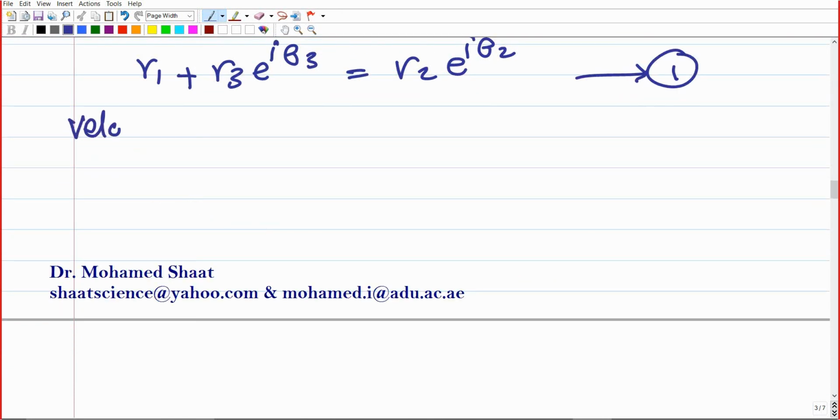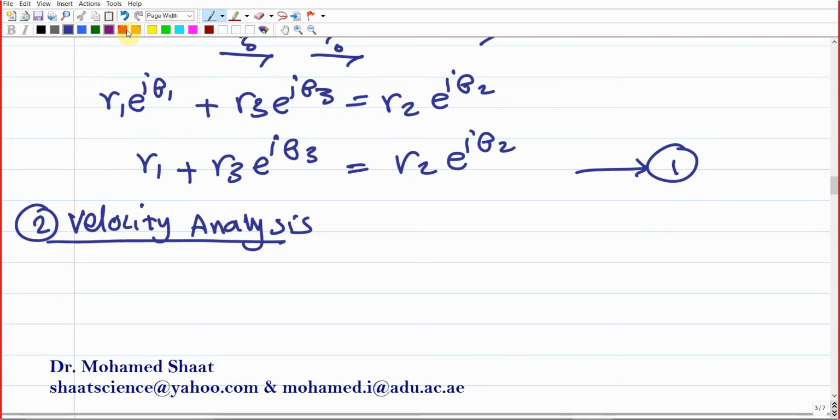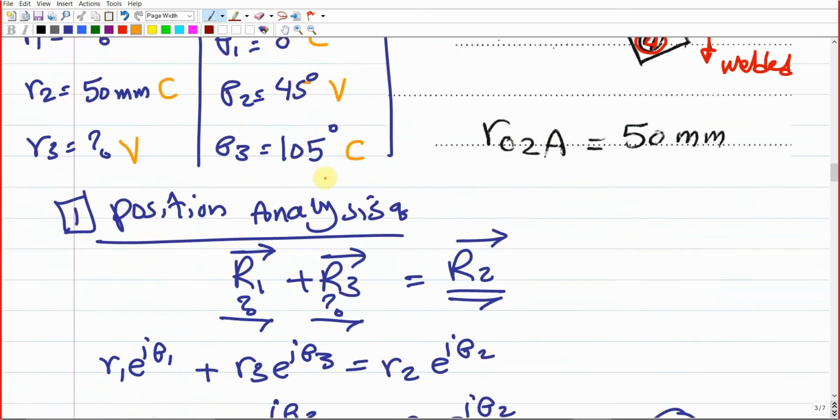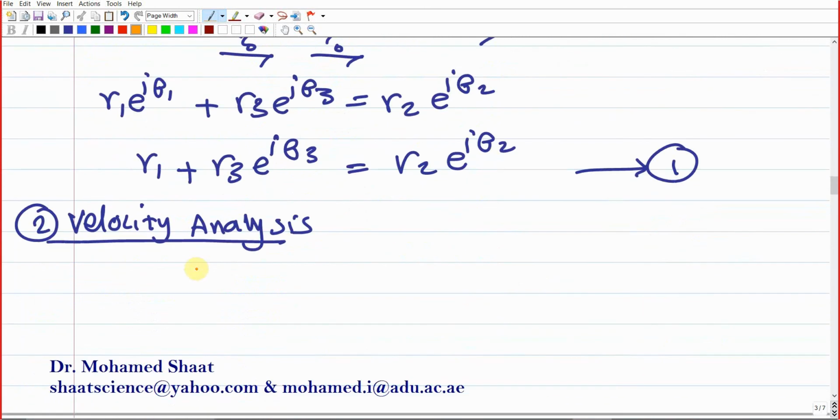For the velocity analysis, analysis of this equation, so we do have here, based on this given data, we do have only 3 variables, which are R1, R3, and theta 2. So R1 is variable, and R3 is variable, and theta 2 is variable. But this one is constant, this one is constant, right?